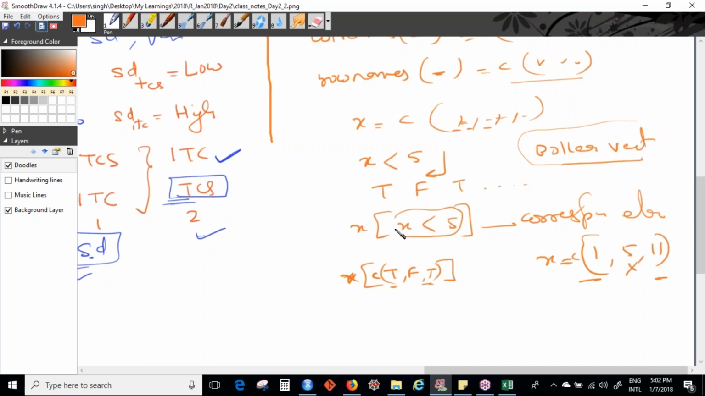And the moment you give a condition like this, it is indirectly giving a series of true and false. So it will print only the trues and not the falses. That is how you subset a vector.